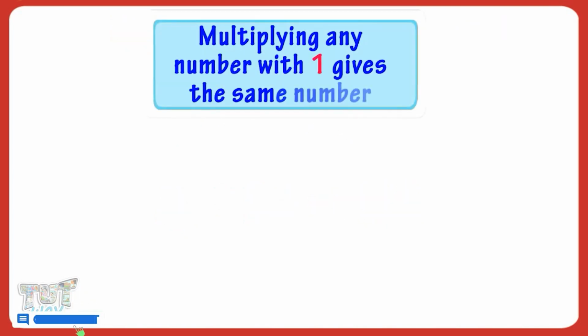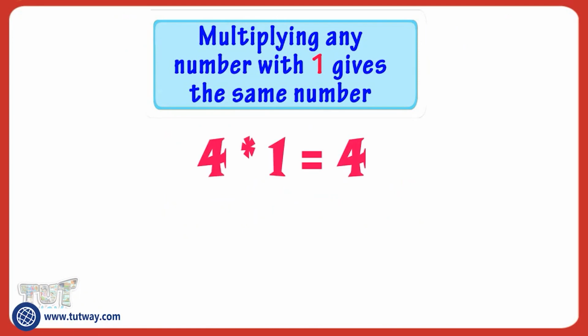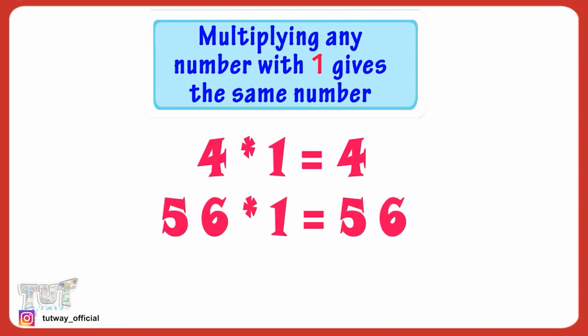Multiplying any number with 1 gives the same number. 4 multiplied by 1 equals 4. 56 multiplied by 1 equals 56.